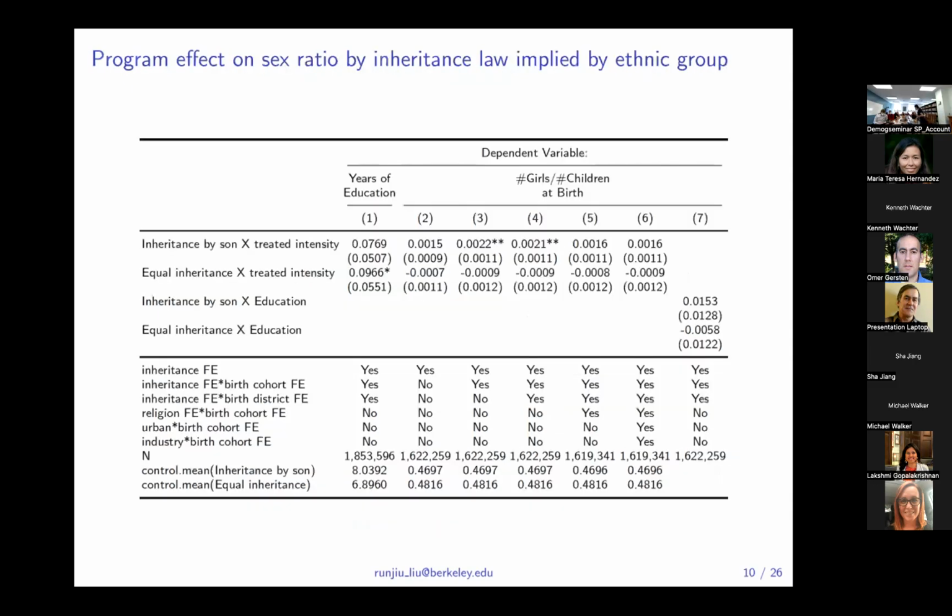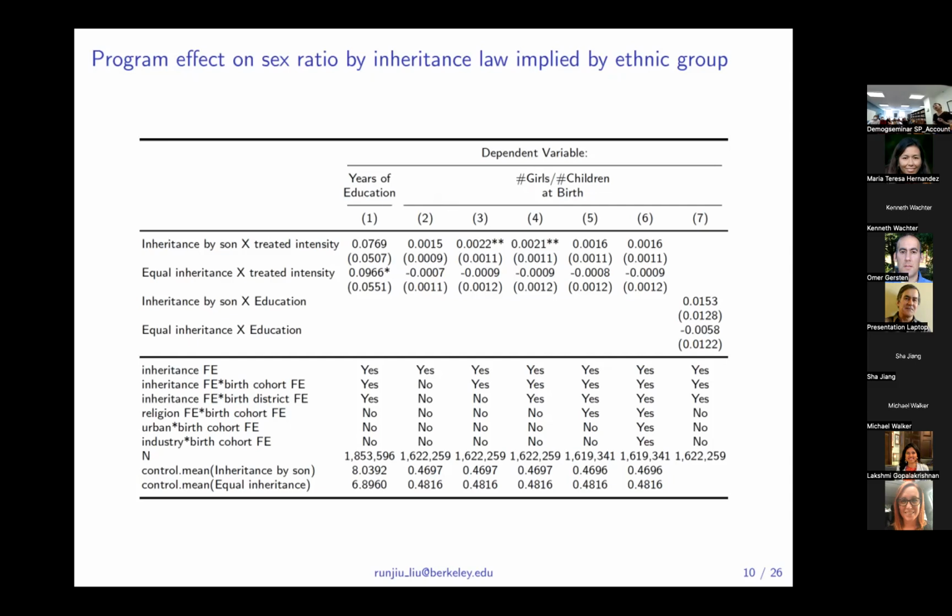So this is, I would say, the main table of this project. I think the previous statistical insignificance masks great heterogeneity between the ethnic groups. So for these two rows of the table, I think we should interpret them as separate coefficients for the group with inheritance by sons and for the group with equal inheritance.